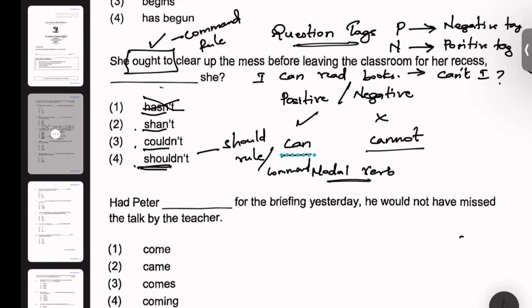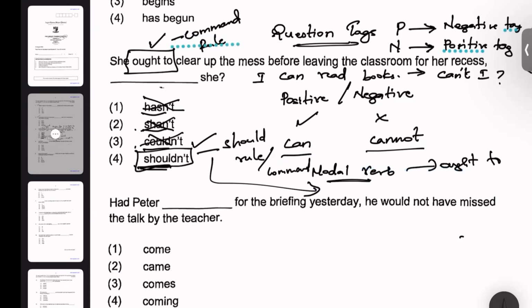So when this modal verb is used, and in the question we have "ought to", then it is very clear that "shouldn't" will be the right answer. Always remember, if there is a positive modal verb used in your question, the question tag should be negative. And so we have added n't, that is the contraction of not.